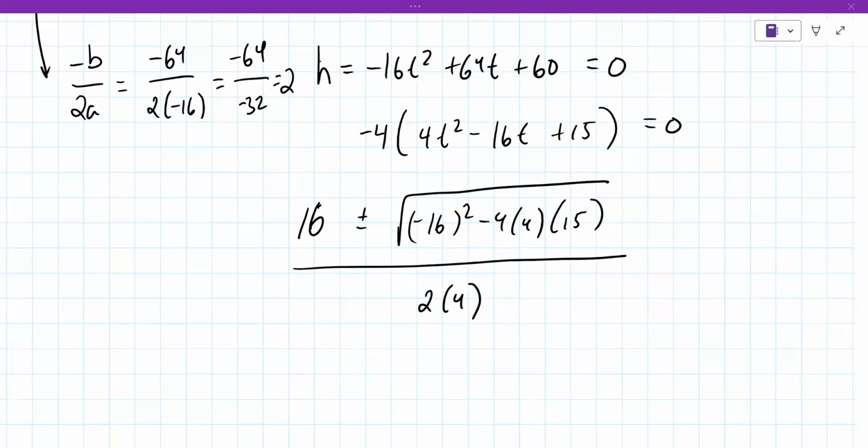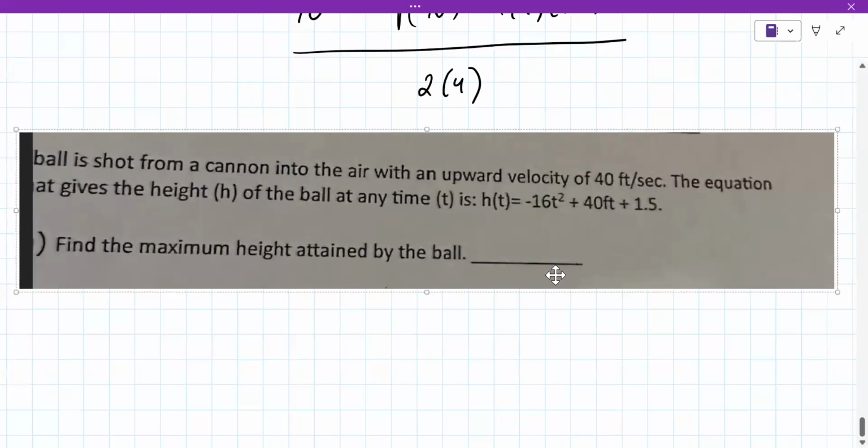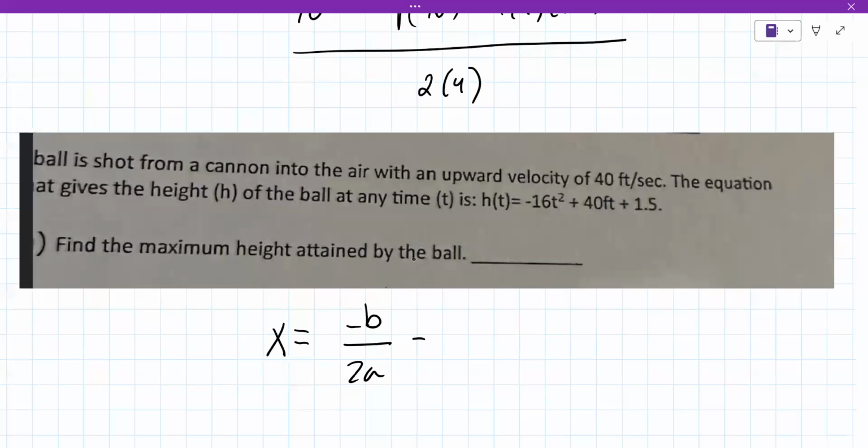All right, so let me snip this in differently. I didn't do that well the last time. All right, so first thing it asks you here, it's another scenario where something is shot. It's always shot up or jumping off a cliff. This one's a cannon into the air with an upward velocity of 40 feet per second, and they give you the equation over here. So you want to find the maximum height attained by the ball. X equals negative b over 2a. Exactly. That's when it occurs. Then we'll figure out where it's going to occur.